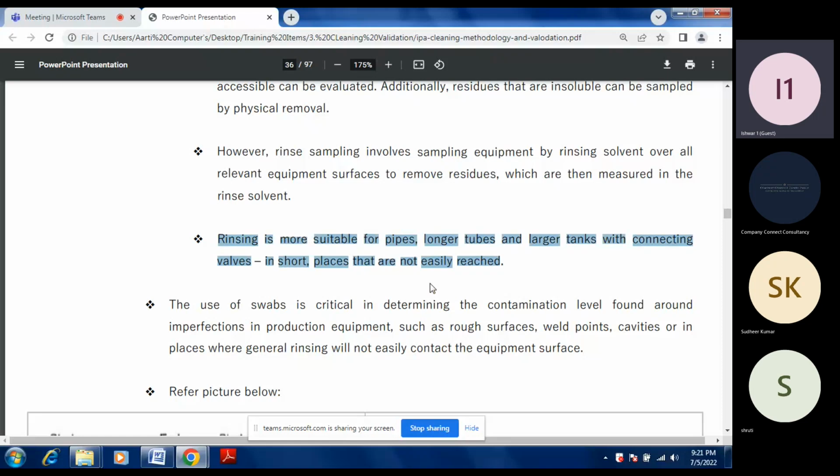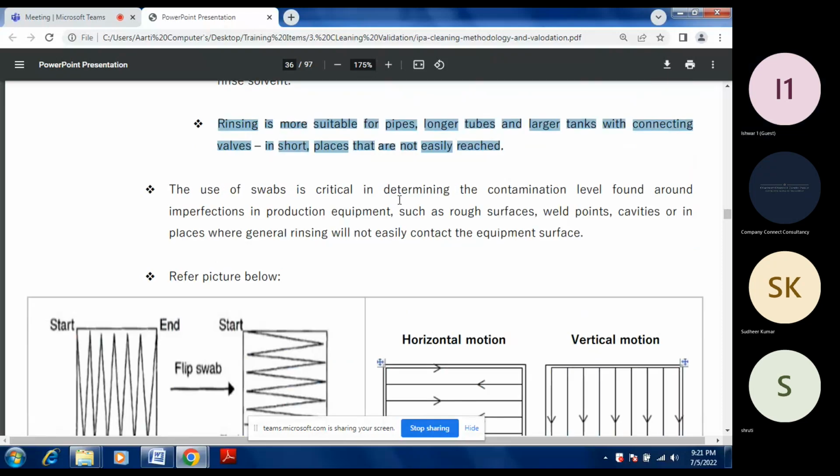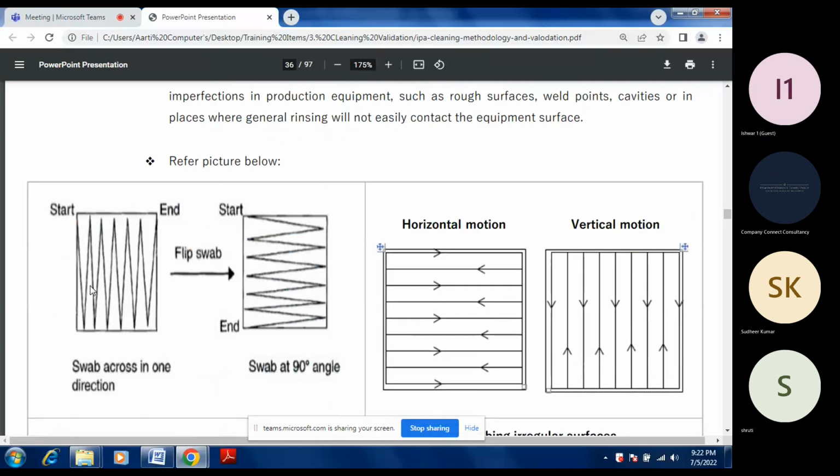If we cannot reach a place for collecting the swab, at that time we will perform the rinse sample. The use of swab is critical in determining the contamination level found in imperfections in product equipment, such as rough surfaces, weld points, cavities, or places where general rinsing will not easily contact the equipment surface. So we start the swab at a defined area that is 3 by 3 or 4 by 4.